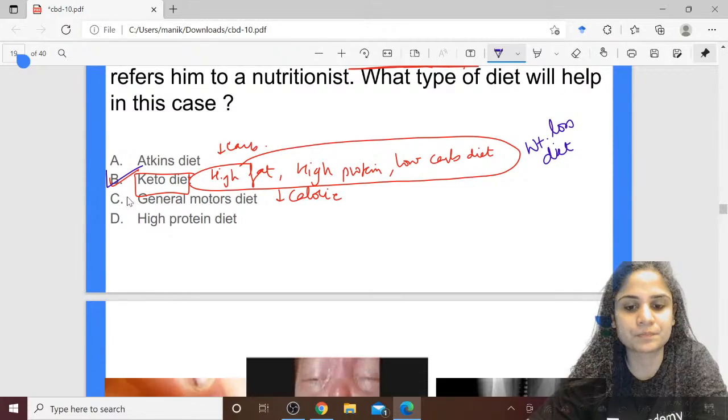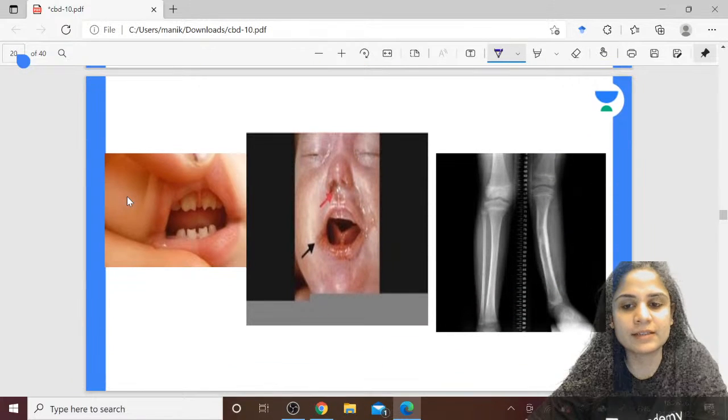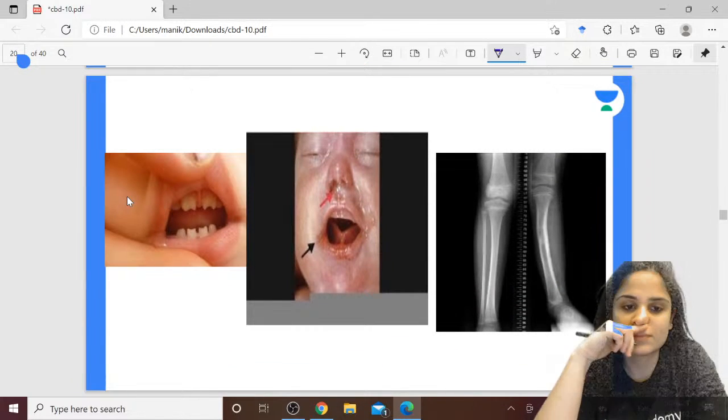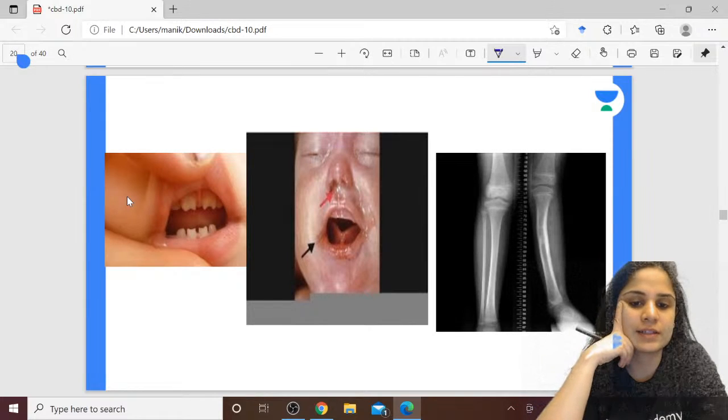Alright. Okay, now identify the disease. From the basis of these signs, can you identify the disease for me?